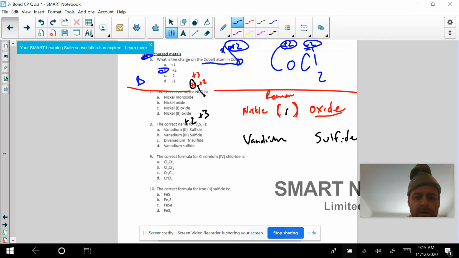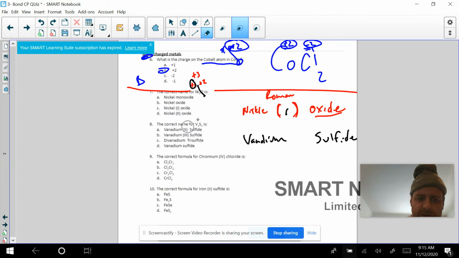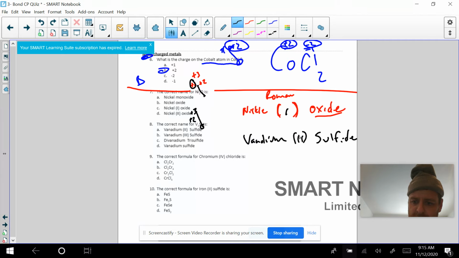Okay, crisscross, because it can be +2 or it can be +3. Well, crisscross up: vanadium 3 sulfide. All right. Here we go.